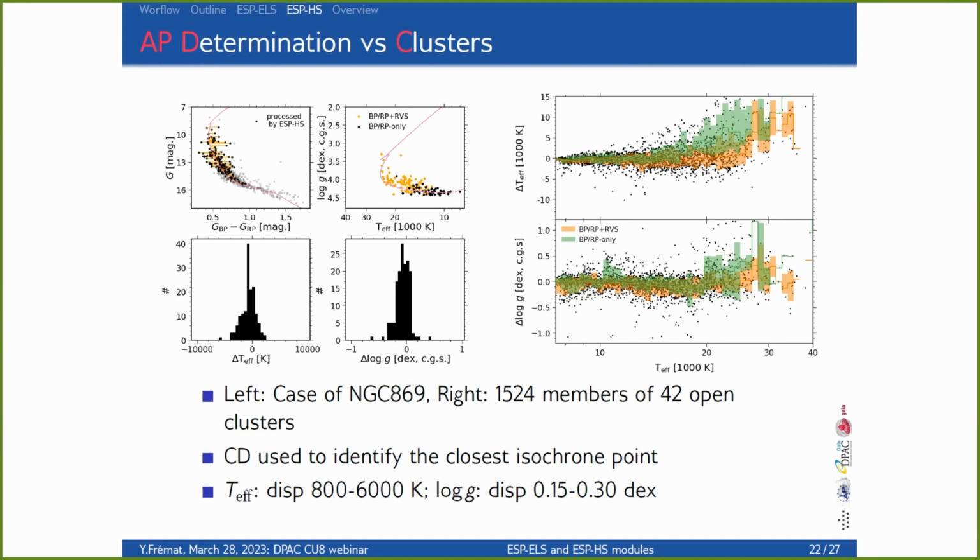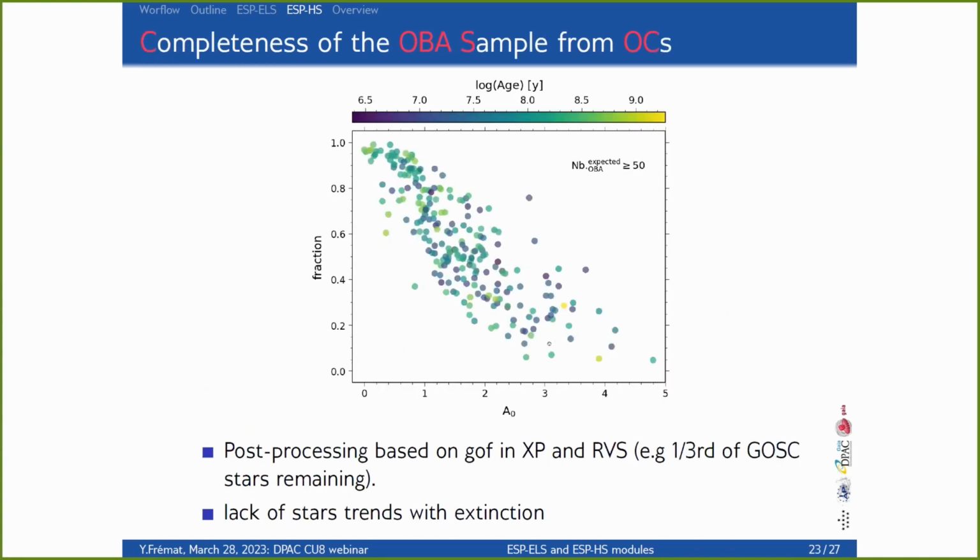So I'm doing this job for a lot of these 42 open clusters, so we get 1,500 different measurements. We can also assess the quality of the temperature and surface gravity values that have been provided by the ESP-HS, which also confirms the conclusions we made based on the survey data.